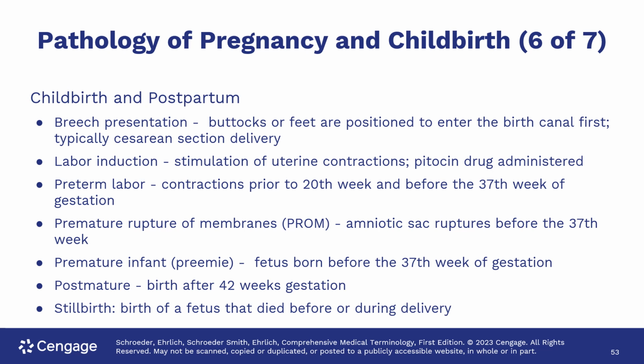Problems during pregnancy are breech presentation, where the baby comes out butt or feet first. Labor that is too early is preterm labor. Amniotic sac rupture before the 37th week is premature rupture of the membranes. So a premature birth is birth prior to the 37th week, and postmature is after 42 weeks. A stillbirth is a fetus that dies before or during delivery.